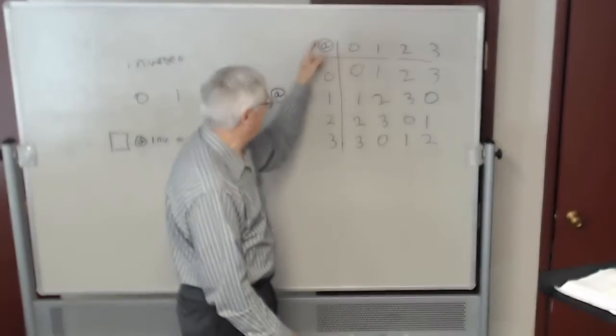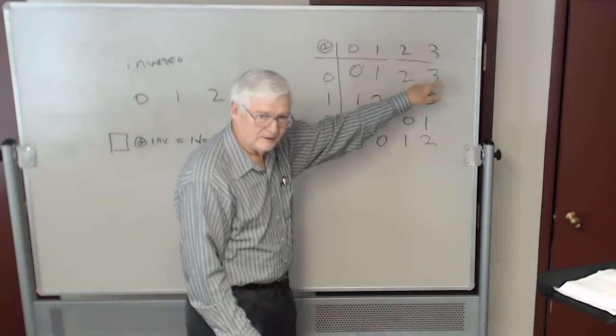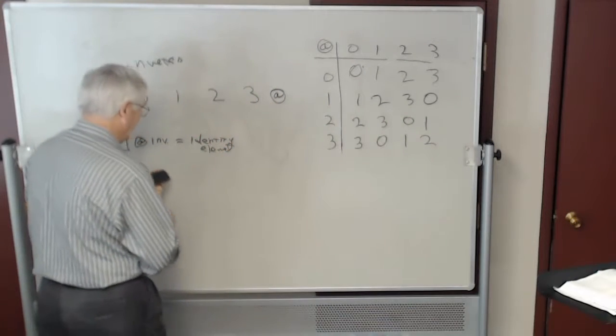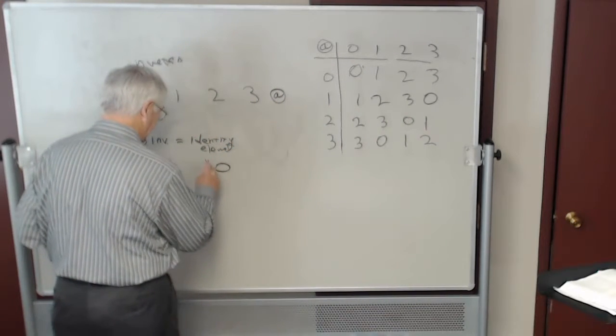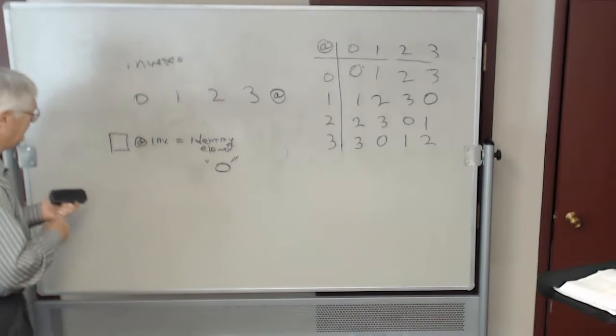All these numbers at 0 stay what? 0, 1, 2, 3. So my identity element is 0. Now, watch what we're going to do here.